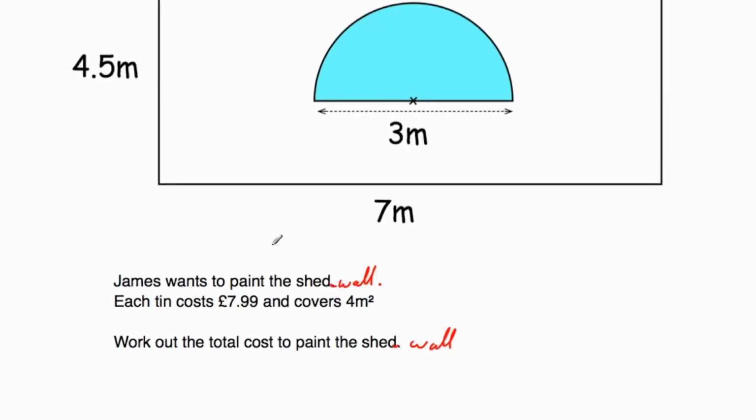And then we're told that James wants to paint the shed wall. I'm guessing not the window, but the wall, the wooden part. And each tin costs $7.99 and covers 4 square meters. Work out the total cost to paint the shed wall.